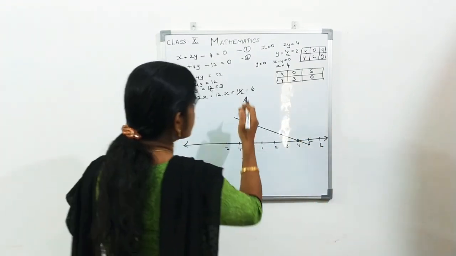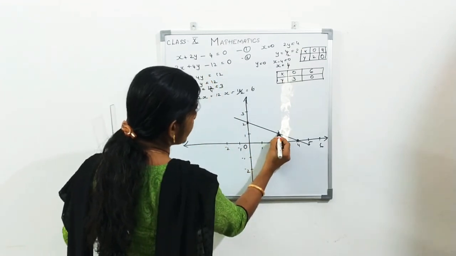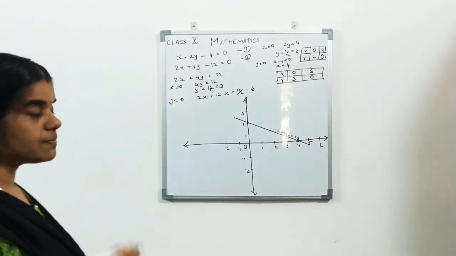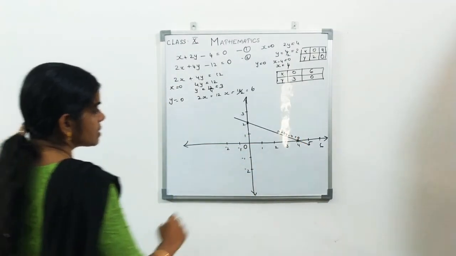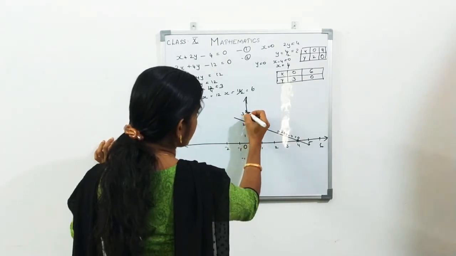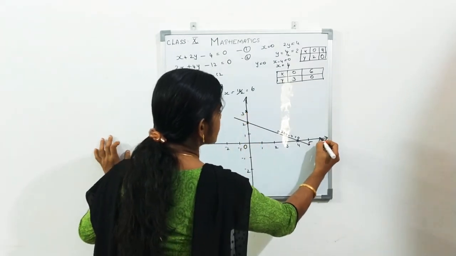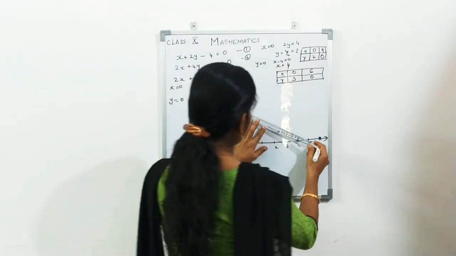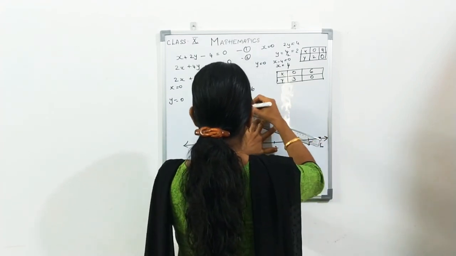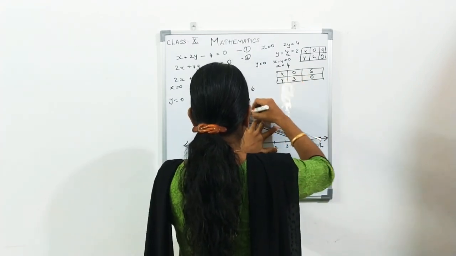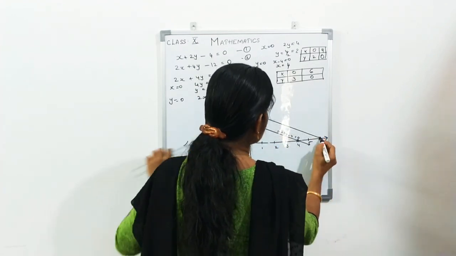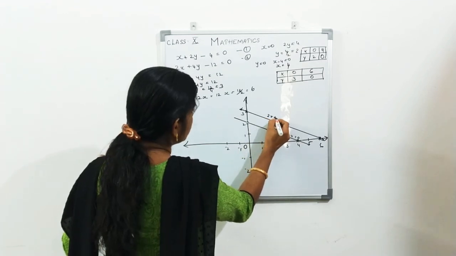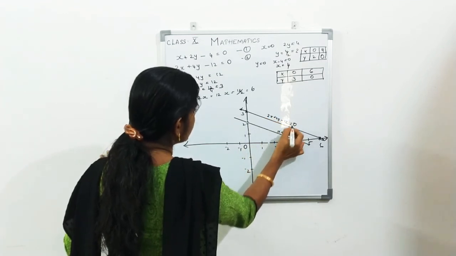This will be the first line equation, x plus 2y minus 4 equal to 0. That will be the graph of the first linear equation. Second one: when x is equal to 0, y will be 3. When x is equal to 6, y will be 0. Then join these two. Then this will be the graph of the second equation, 2x plus 4y minus 12 equal to 0.